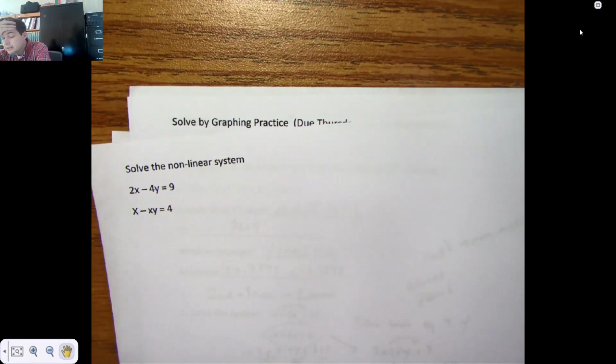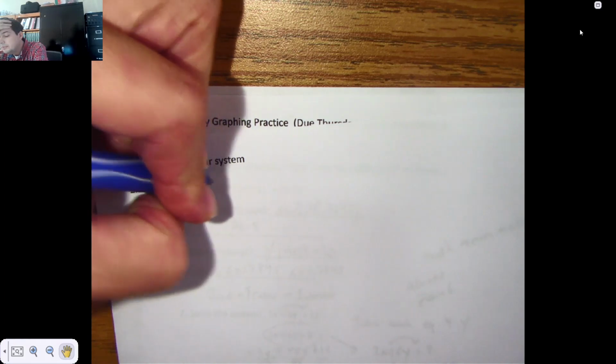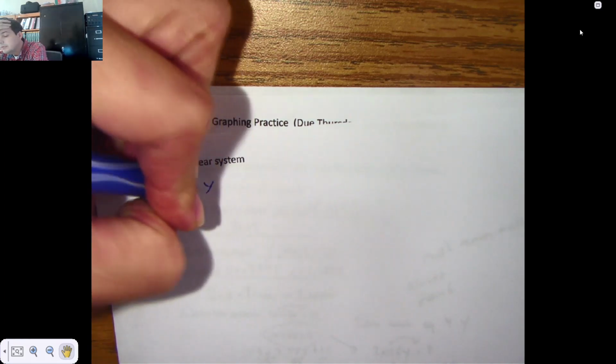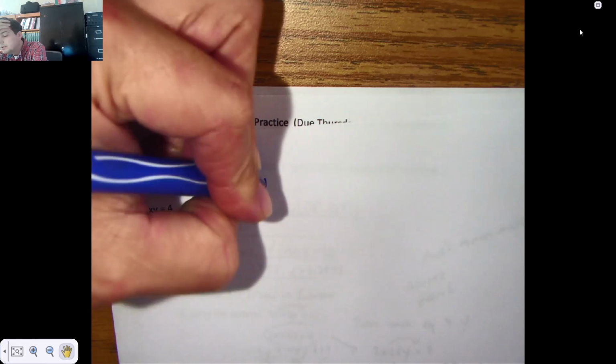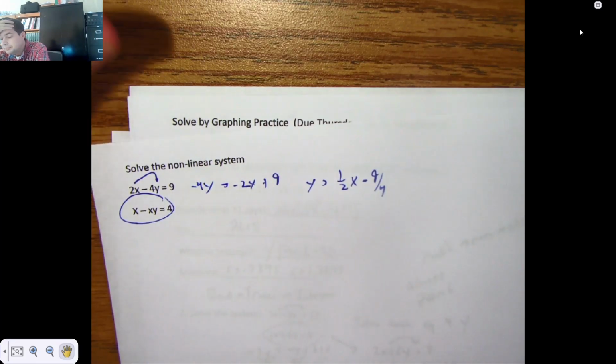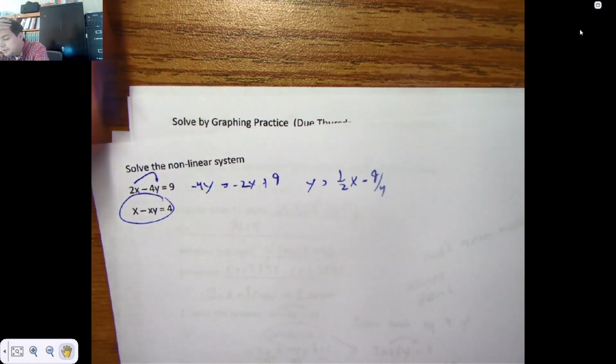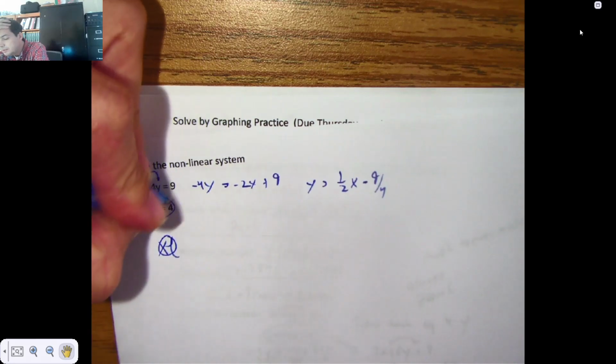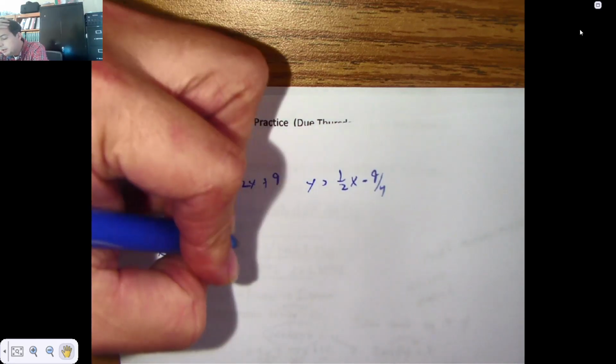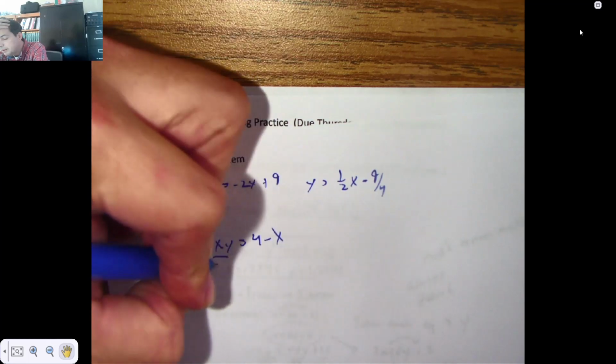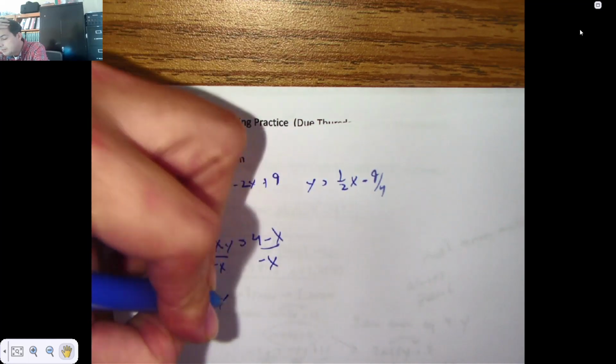All right, so these have to be solved for y. This one's easy peasy. Negative 4y is negative 2x plus 9. Divide by negative 4. Y is a half of x minus 9 quarters. This one's going to take a little bit of work. It's not that bad, but you follow the first commandment of math, and if you can pull it, pull it. And actually, this needs to be jumped over here. Negative xy is 4 minus x. Divide by a negative x. It wasn't that bad, was it? So y is 4 minus x over negative x.